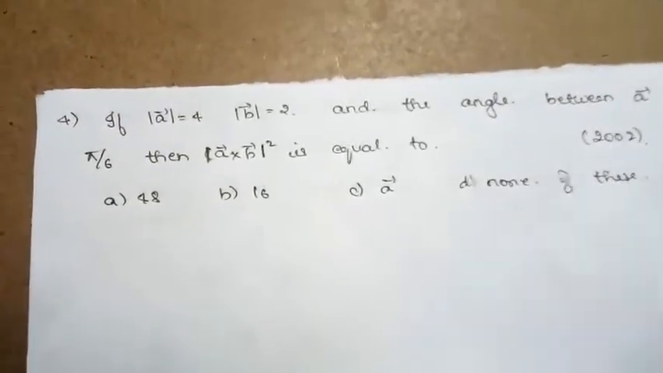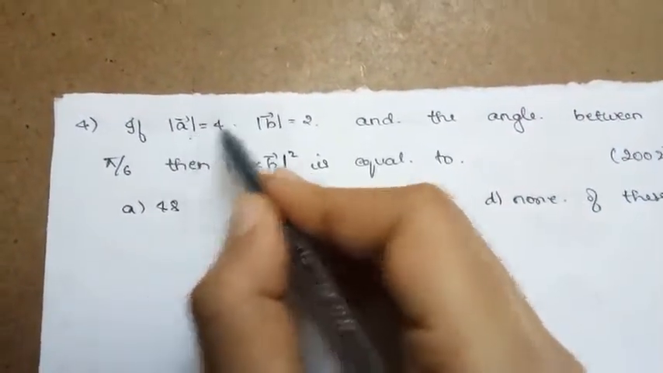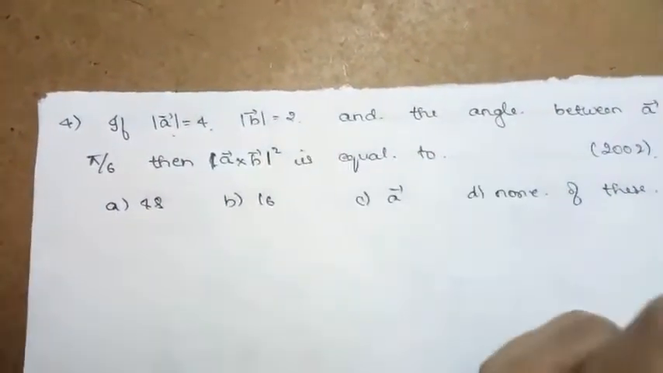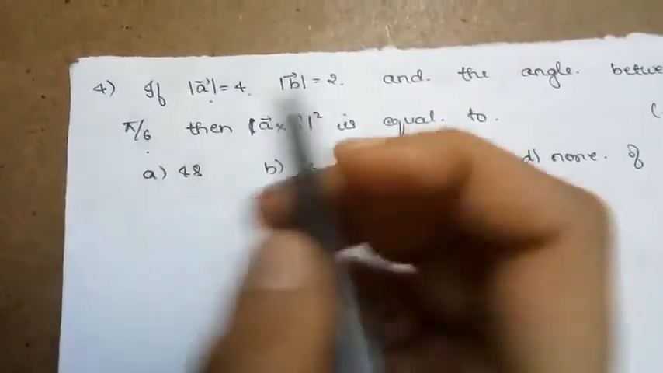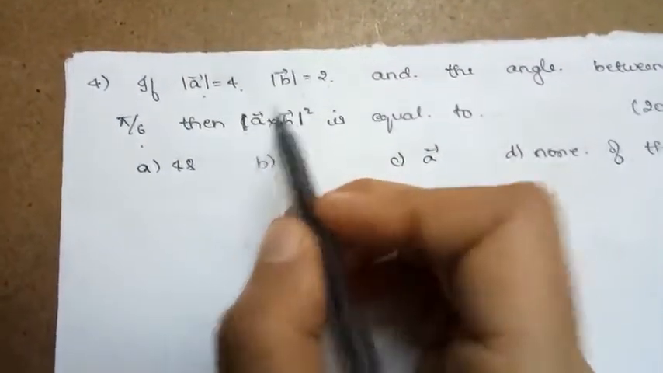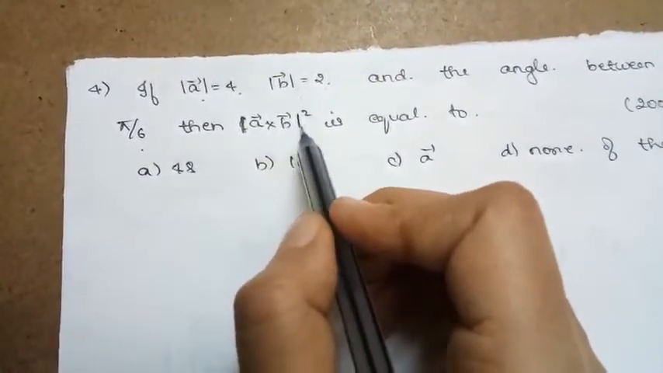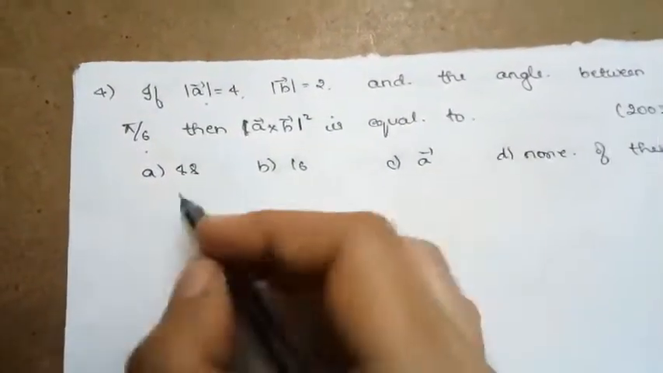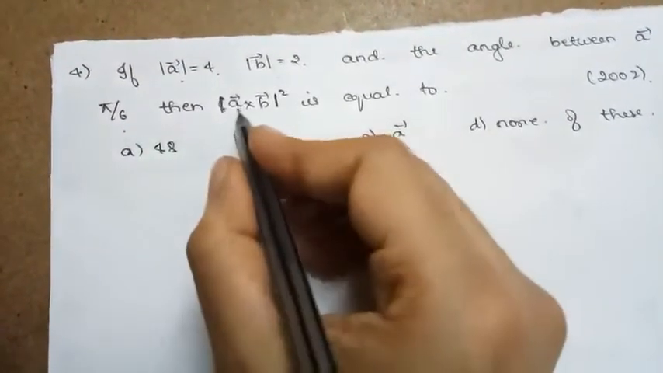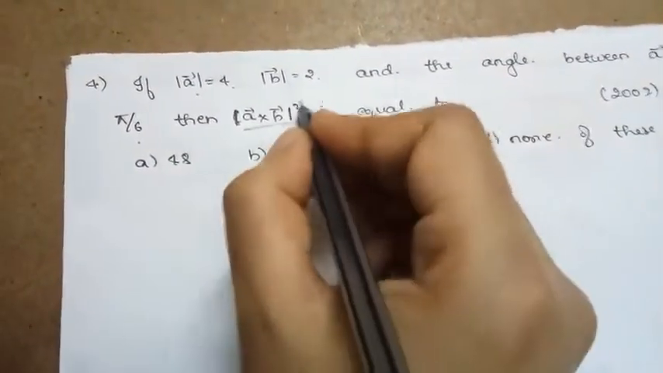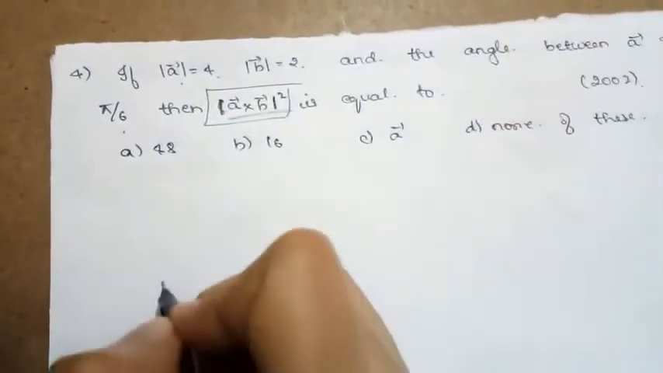So let us move to the next question. If magnitude of vector A is 4, magnitude of vector B is 2, and the angle between these two vectors is equal to pi by 6, then what is the magnitude of vector A cross vector B whole square is equal to? They have given you the 4 options. We need to find the value of this one.